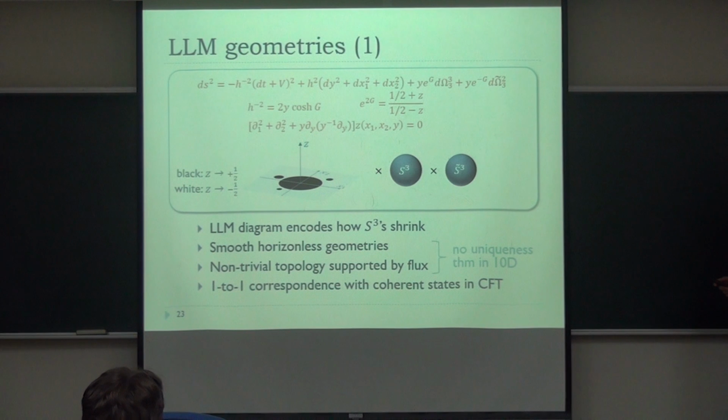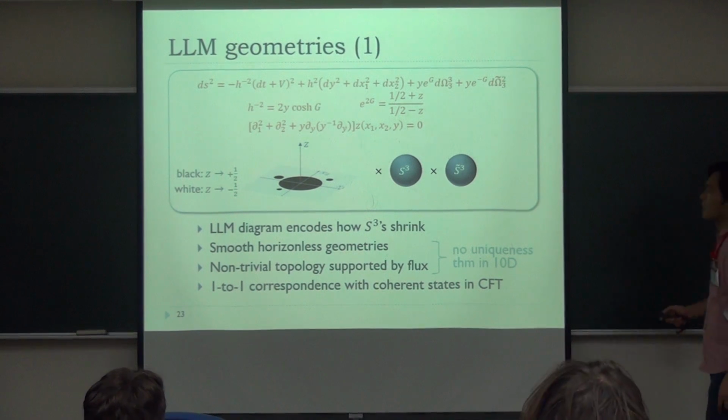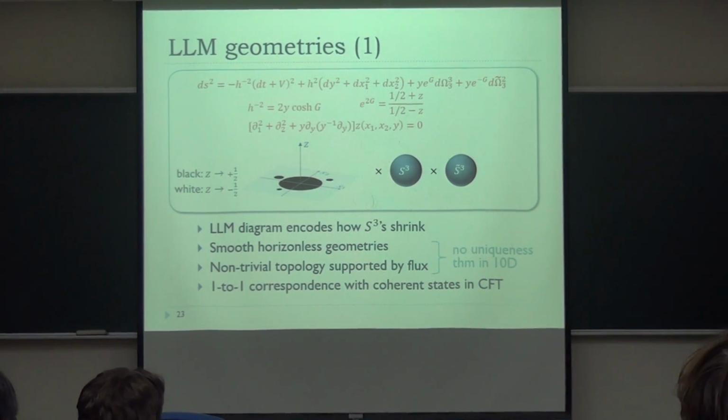So the solution is like this. Imagine the x1, x2 plane like this with this droplet picture on it, and then transverse to that we have a z. Sorry, not z. This is y. There's the y direction perpendicular to this.